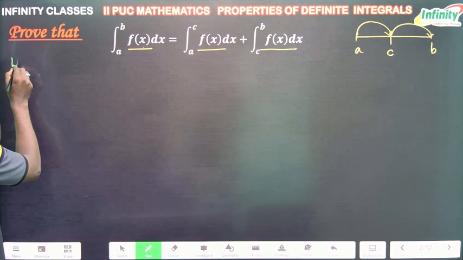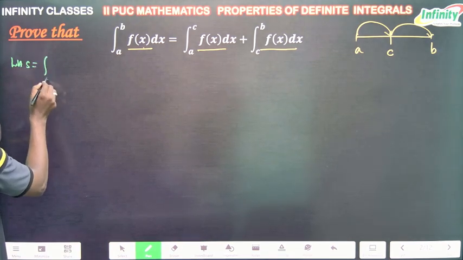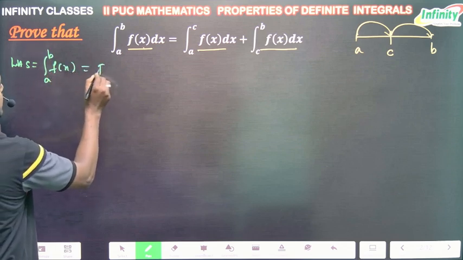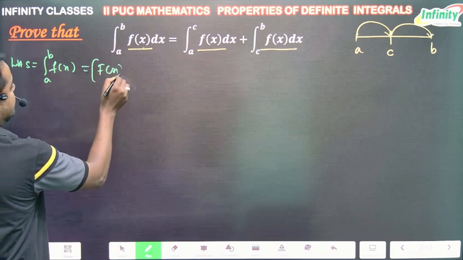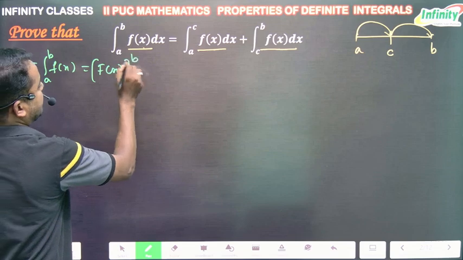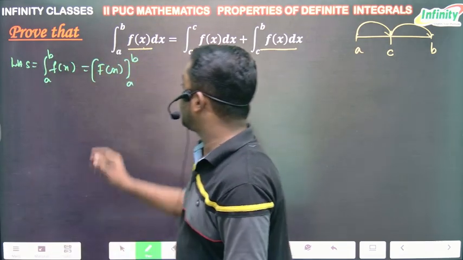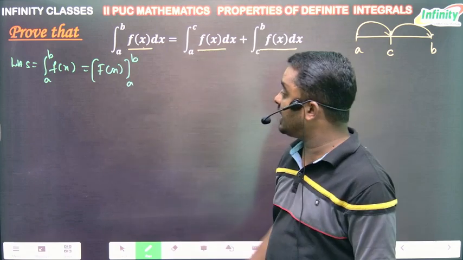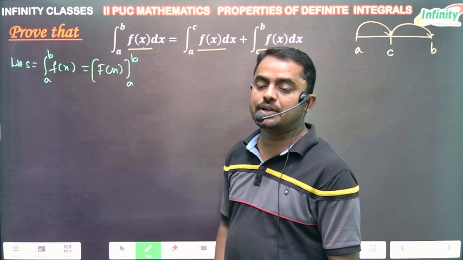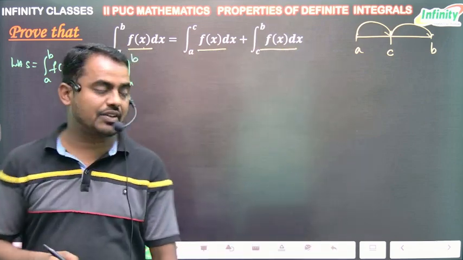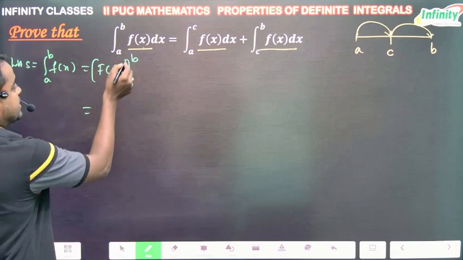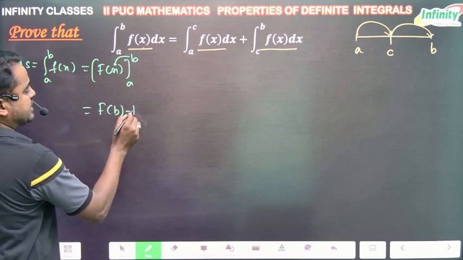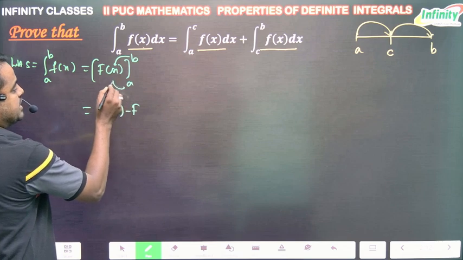LHS is equal to integration of a to b f of x dx, which is equal to capital F of x between the limits a to b. We know that the definition of the integration of f of x dx is nothing but capital F of x between the limits a to b. Here a is the lower limit and b is the upper limit. By the fundamental theorem of integral calculus, first we have to substitute the upper limit, that is F of b, minus the lower limit, that is F of a.